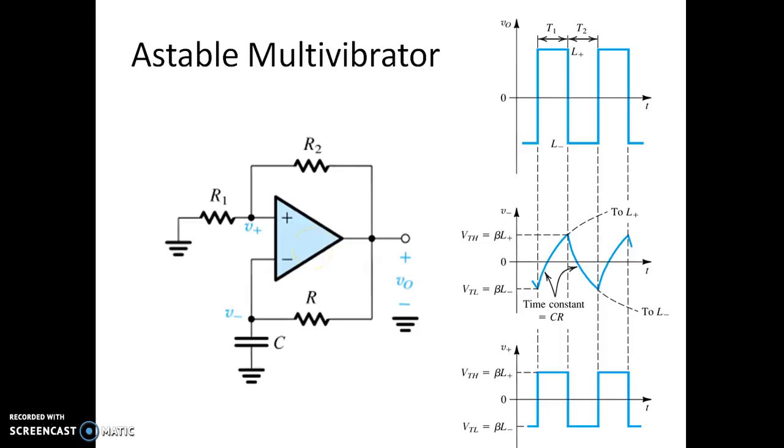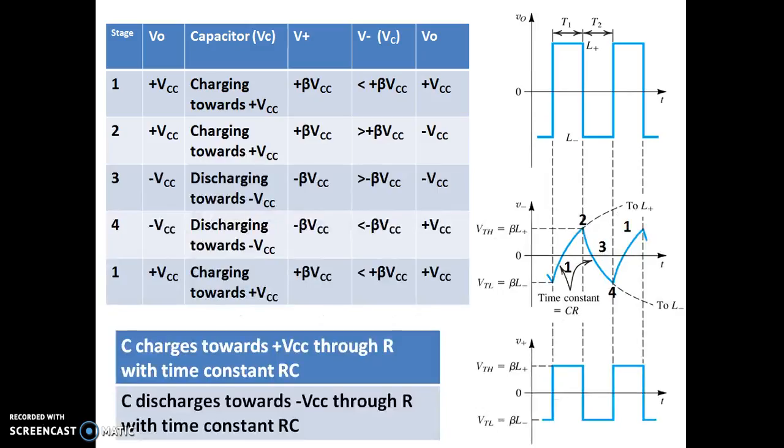Now let's see the working of the astable multivibrator in detail in different stages. Let us assume stage 1, where the output voltage is plus Vsat. Now the capacitor is charging towards VCC.